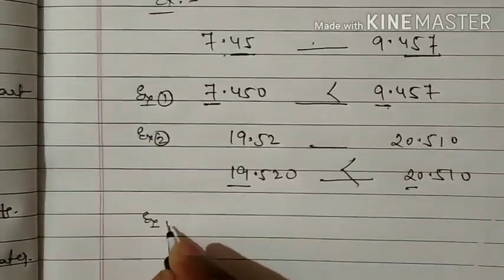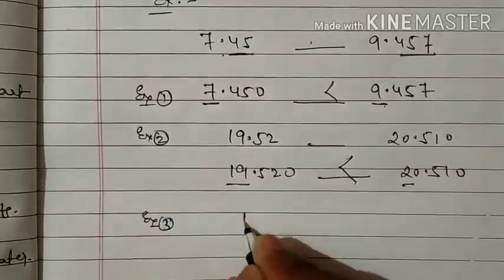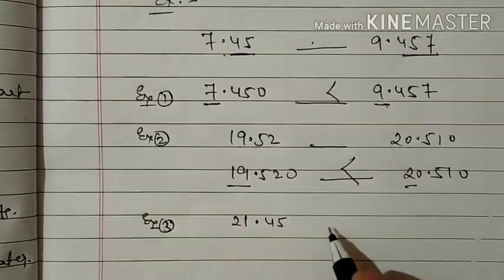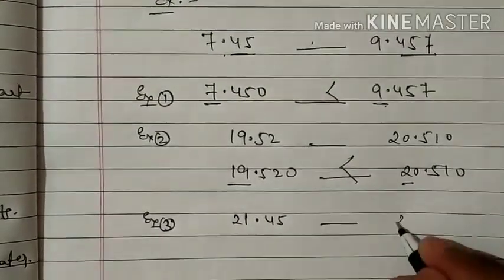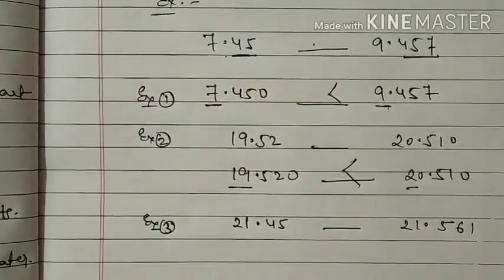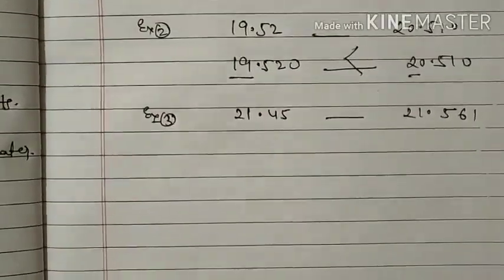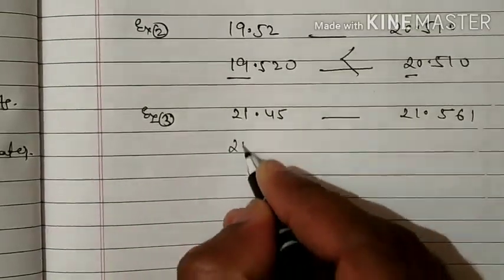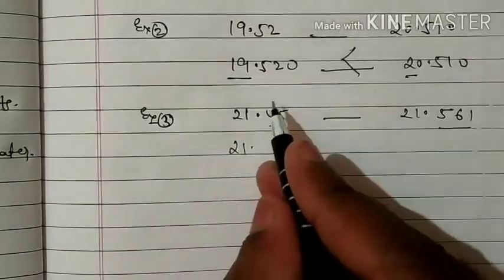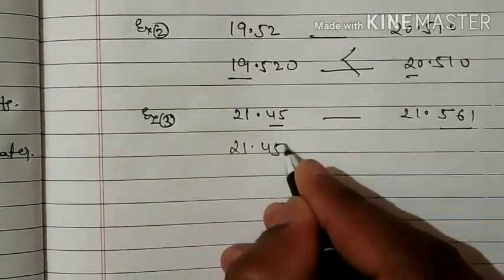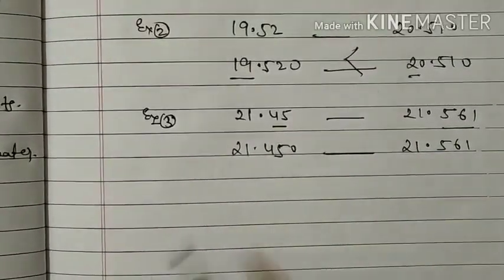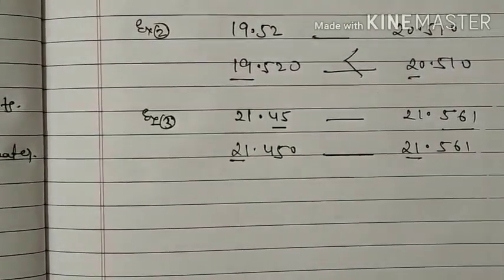Let's take one more example. Example 3: 21.45 and 21.561. What will we do? First of all, we will convert them into like decimals. Here we have 2 places, here we have 3 places. We will convert it into 3: 21.450 and 21.561. 21 and 21, both whole number parts are the same.